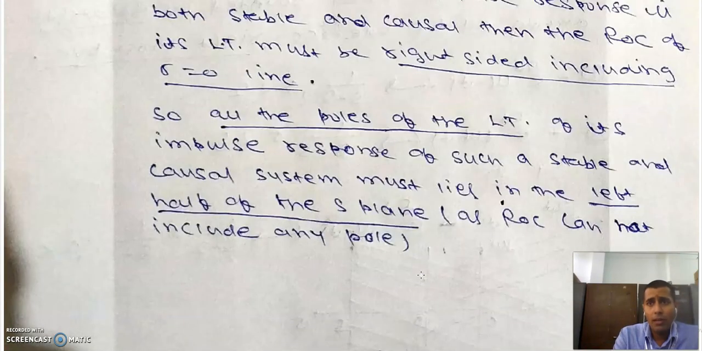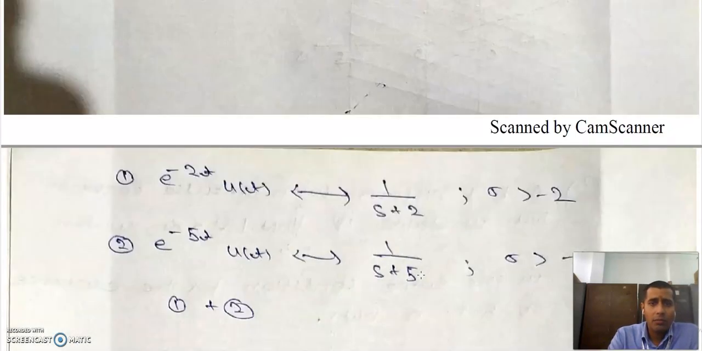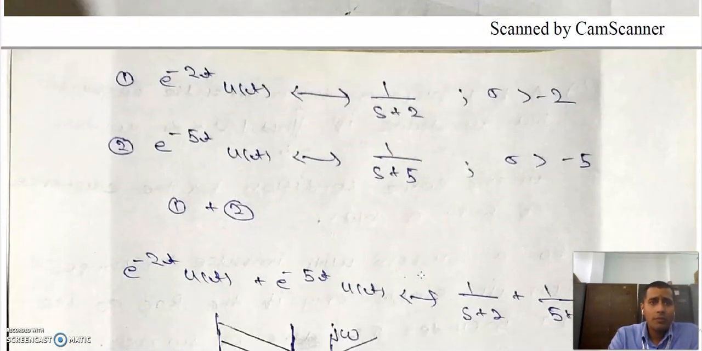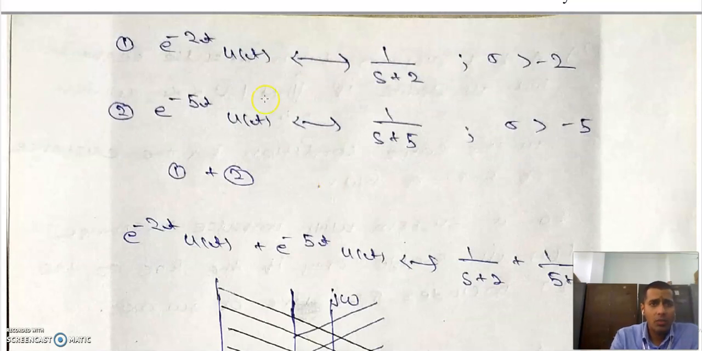So all the poles of the Laplace transform of the impulse response of such a stable and causal system must lie in the left half of the S-plane. For a stable system, all its poles lie on the left side of the S-plane. Okay, remember it.